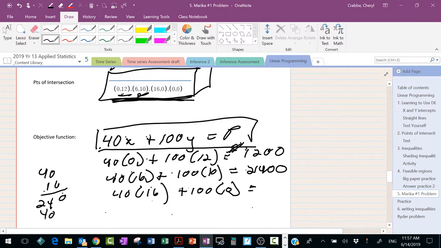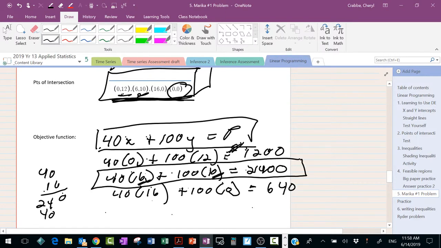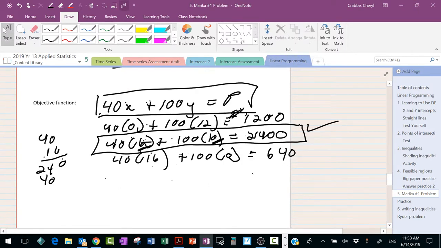You would figure out which combination of pastels and watercolors gives you the maximum profit. In this case, if she were to sell 6 pastels and 10 watercolors, she would maximize her profit at $2,400. So there it is. That's the solution. That's the answer to the question. And you would write a statement down here in context around that, and that would answer and finish the question off.